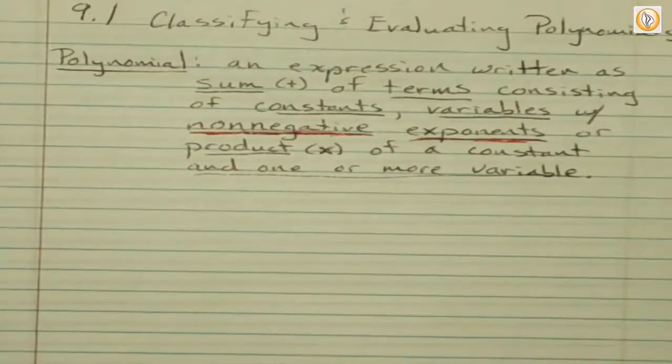It's an expression written as a sum. It could mean subtraction too, by the way. Of terms consisting of constants, numbers, letters, and the letters have to have positive exponents, right? Can't have negative exponents. I've told y'all that. Or it could be the product of a constant and one or more variables. Let me show you what that looks like.